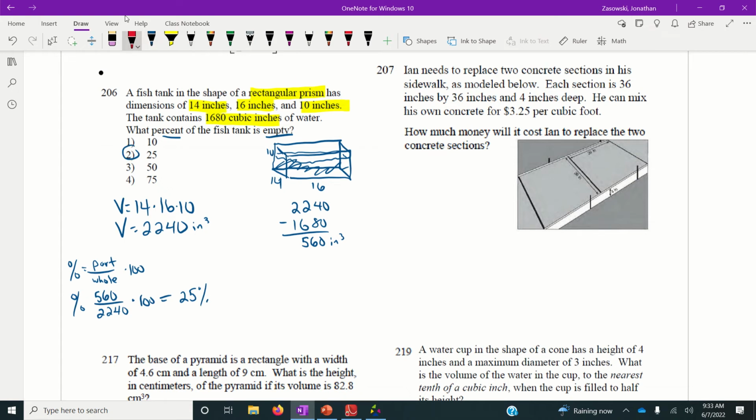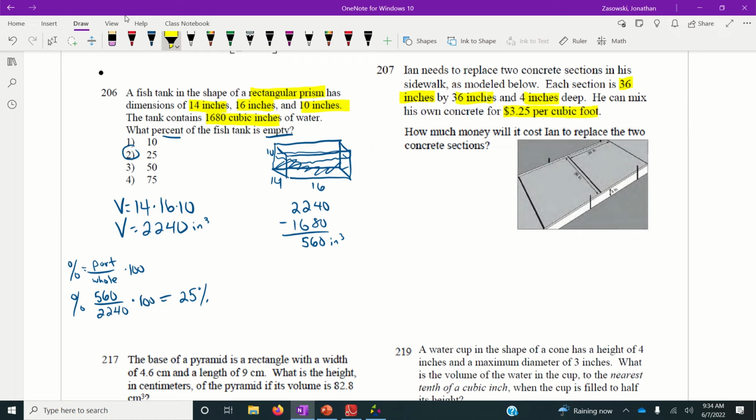207, right next door. Ian needs to replace 2 concrete sections in his sidewalk, as modeled below. Each section is 36 inches by 36 inches by 4 inches deep, and he can mix his own concrete for $3.25 per cubic foot.